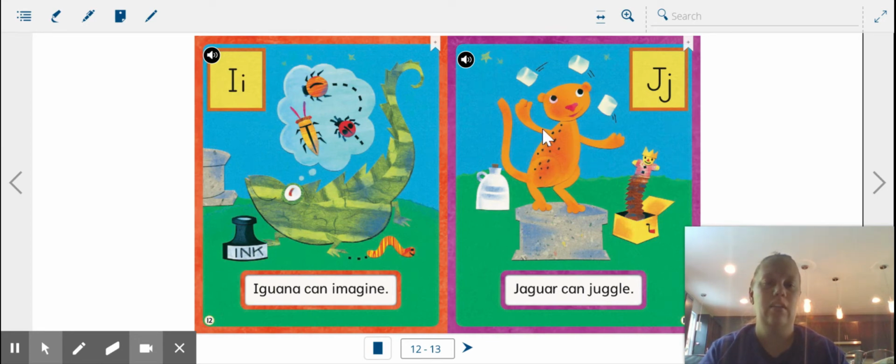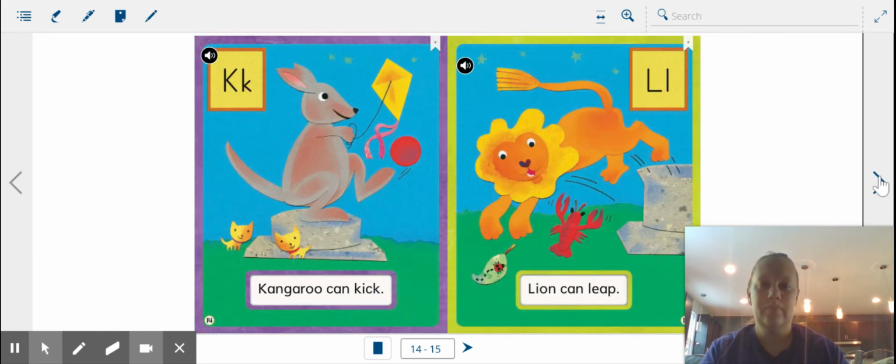J says, what's this animal? It starts with a J. Jaguar. Jaguar can juggle. K says k k k, just like C. K, and our animal is k k kangaroo. Kangaroo can kick.